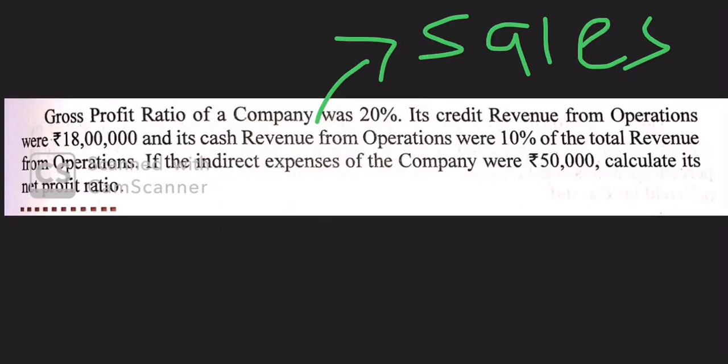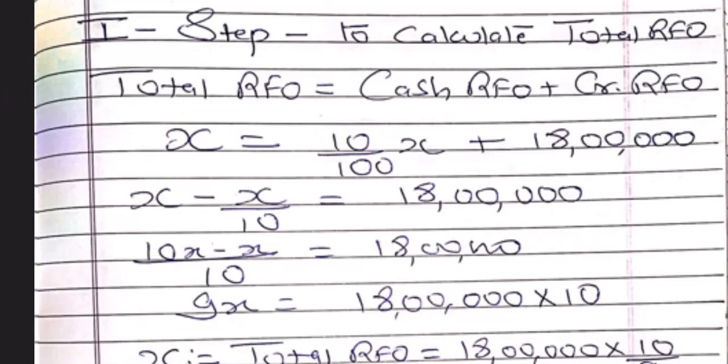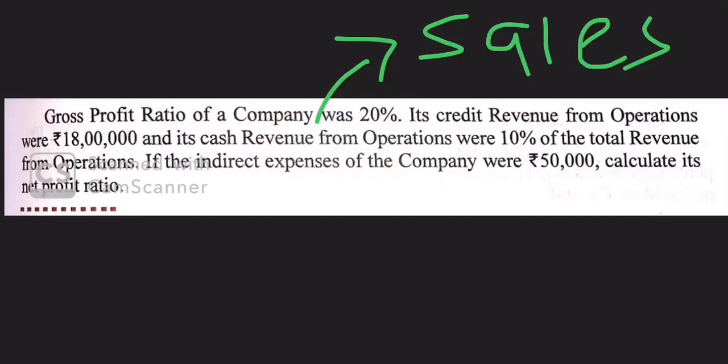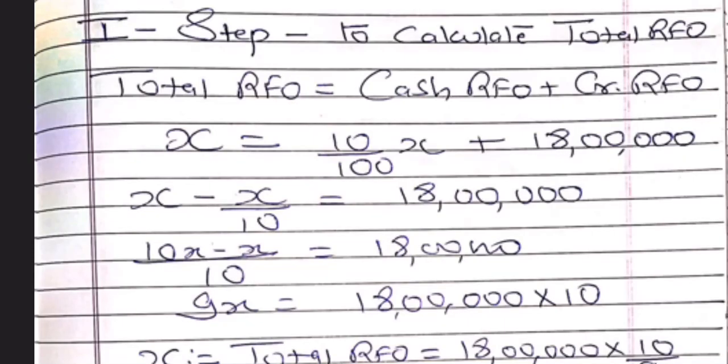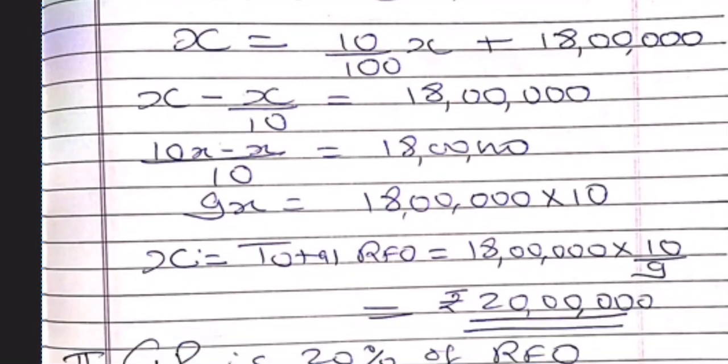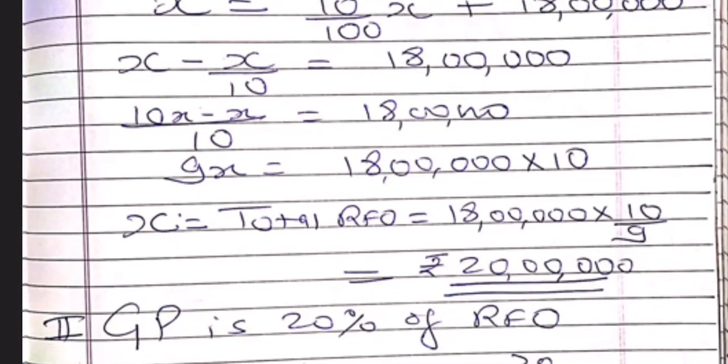Okay. Now see, first of all, we have to calculate revenue from operations, which is important. Now see the solution, how to solve. The first step is to calculate total RFO. Total RFO is equal to cash RFO plus credit RFO. Total RFO is not given in the question, and cash RFO is said to be 10% of total RFO. So 10% of the total RFO, that is of X, plus credit RFO, which is given as 18 lakh. By solving this equation, we calculate the value of your total RFO, which comes to rupees 20 lakh.